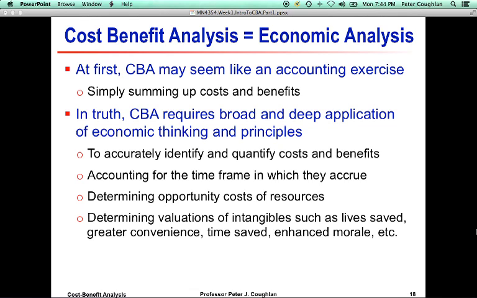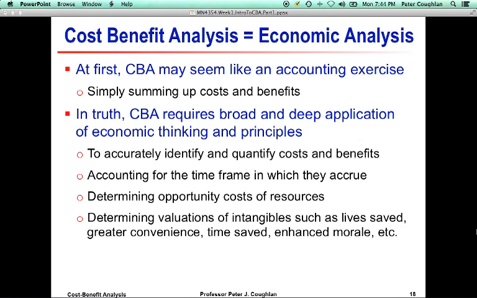We're going to ask you to think like an economist. Think about things like opportunity costs and discounting and the proper way to think about ideas like willingness to pay. What's the value of a life? What's the value of lost time? These are things that economists think about all the time and have methodologies and ways of analyzing them and ways of thinking about them.